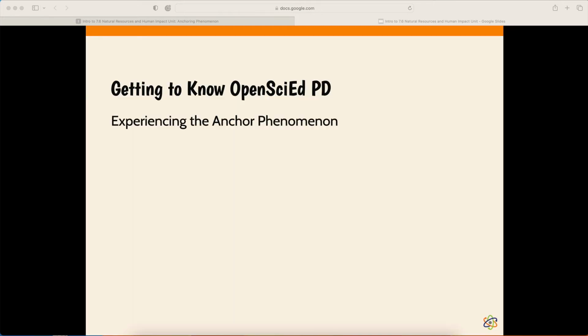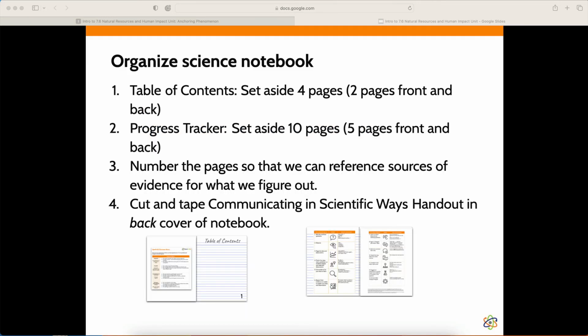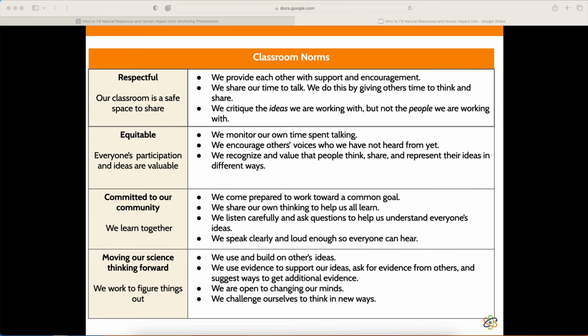So we're going to begin by experiencing the anchoring phenomena. In a training and in a classroom, we would ask folks to organize their science notebook with a table of contents, a progress tracker where you'll be recording ideas at the end of lessons. All the pages should be numbered so that you can reference them, and then you would cut and tape the Communicating in Scientific Ways handout in the back cover of the notebook, as well as have the norms in the front cover. Here are the norms that OpenSciEd uses. They're used for every single unit, including into high school.